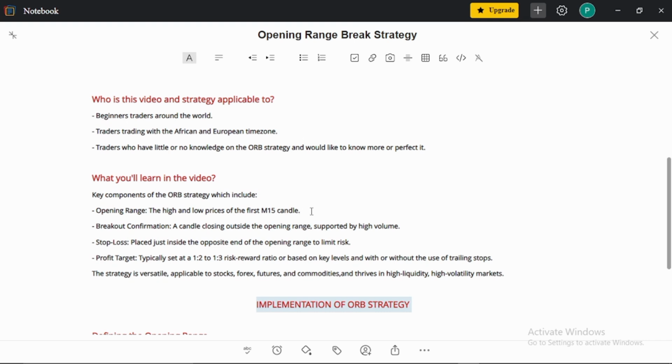Another component of the ORB strategy is the breakout confirmation: a candlestick closing above the opening range or closing below the opening range for a buy or sell trade respectively, supported by high volume. We're also going to look at where to place your stop loss and your profit target for either buy or sell strategies.